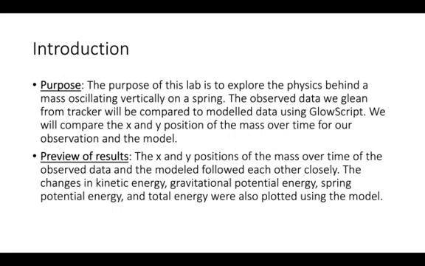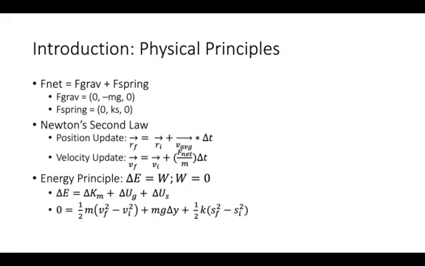The x and y positions of the mass over time of the observed data and the model data followed each other closely. The changes in kinetic energy, gravitational potential energy, spring potential energy, and the total energy were also plotted using the model. The physical principles we used included an F-net equation, which equals F grav plus F spring. F grav is <0, -mg, 0>, and F spring is <0, ks, 0>.